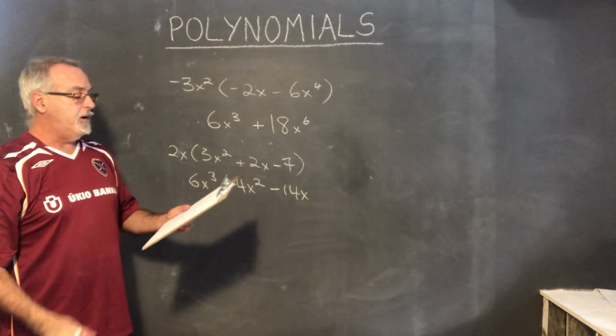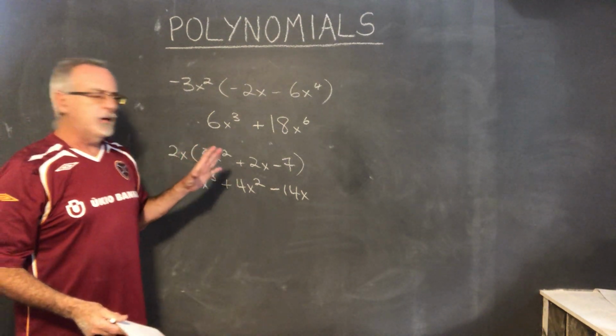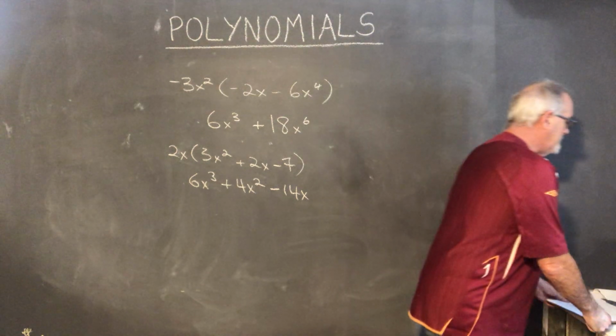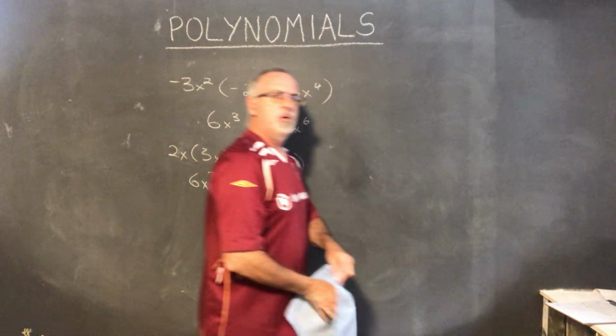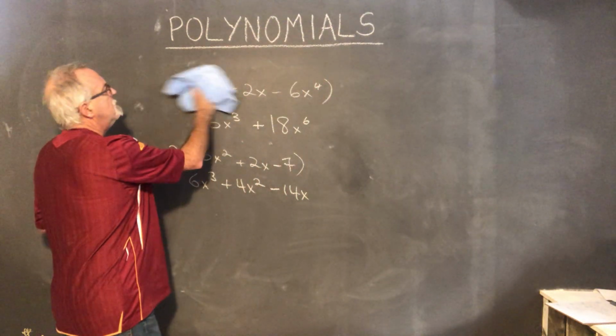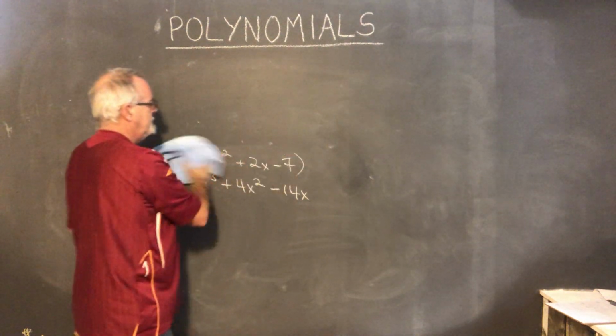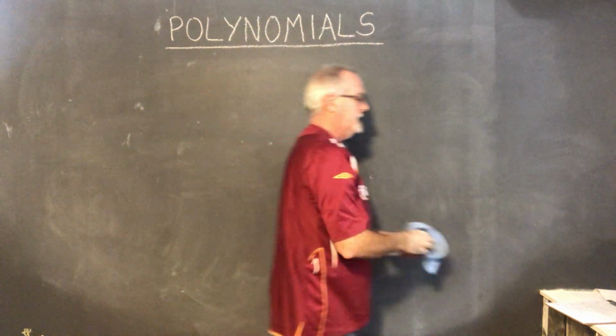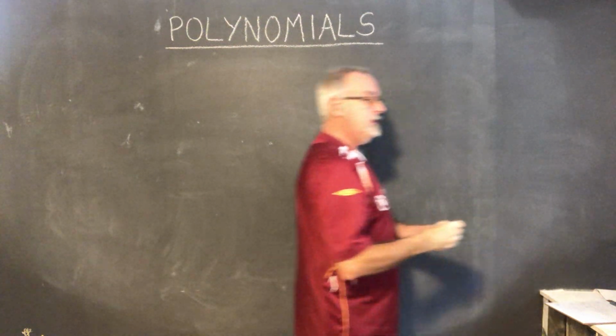Now we're going to move on to a different type of multiplication. And here is a spot where I really like to slow down a bit because it's so important. And that is the FOIL.